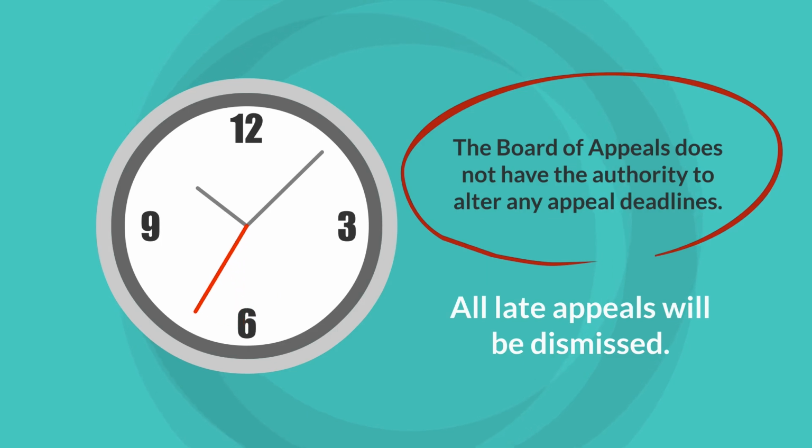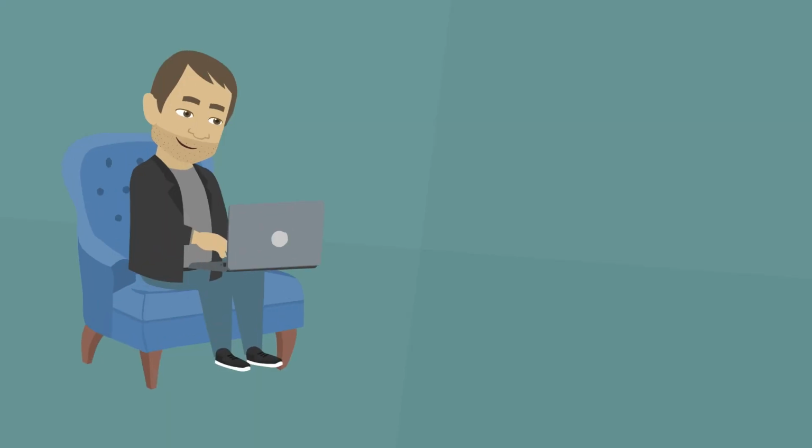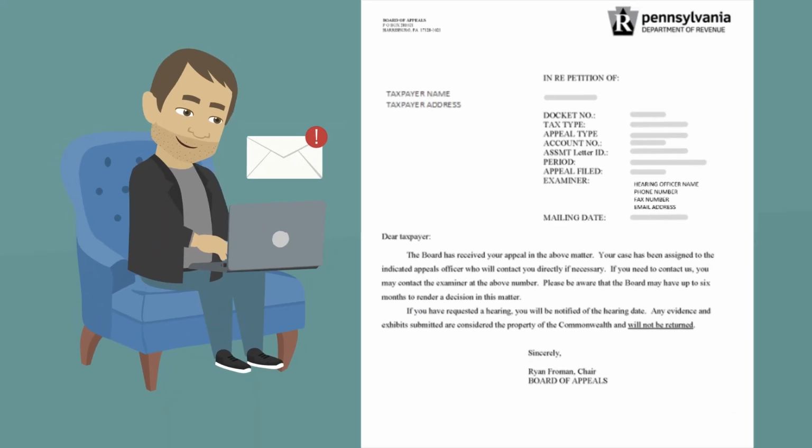If your appeal passes the initial review, it is advanced to a hearing officer. At this point, you will receive an acknowledgement letter from the board. This letter also indicates the name and contact information of the hearing officer who is assigned to the case. You may feel free to contact this individual during the appeal process with any questions you may have.